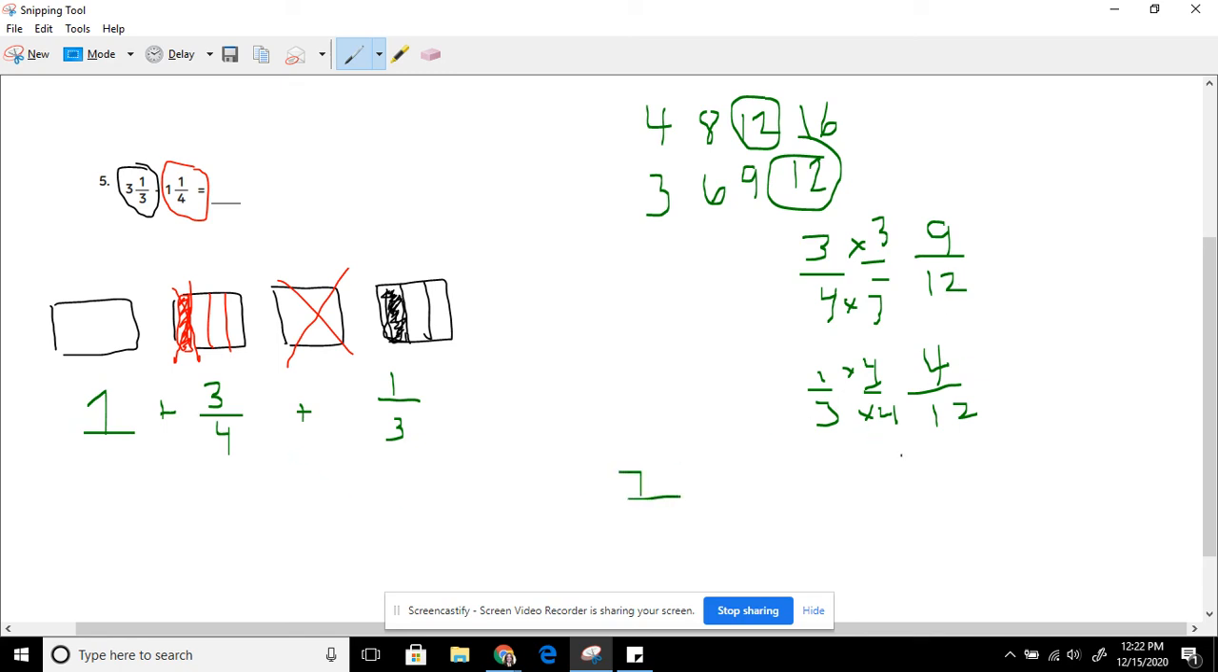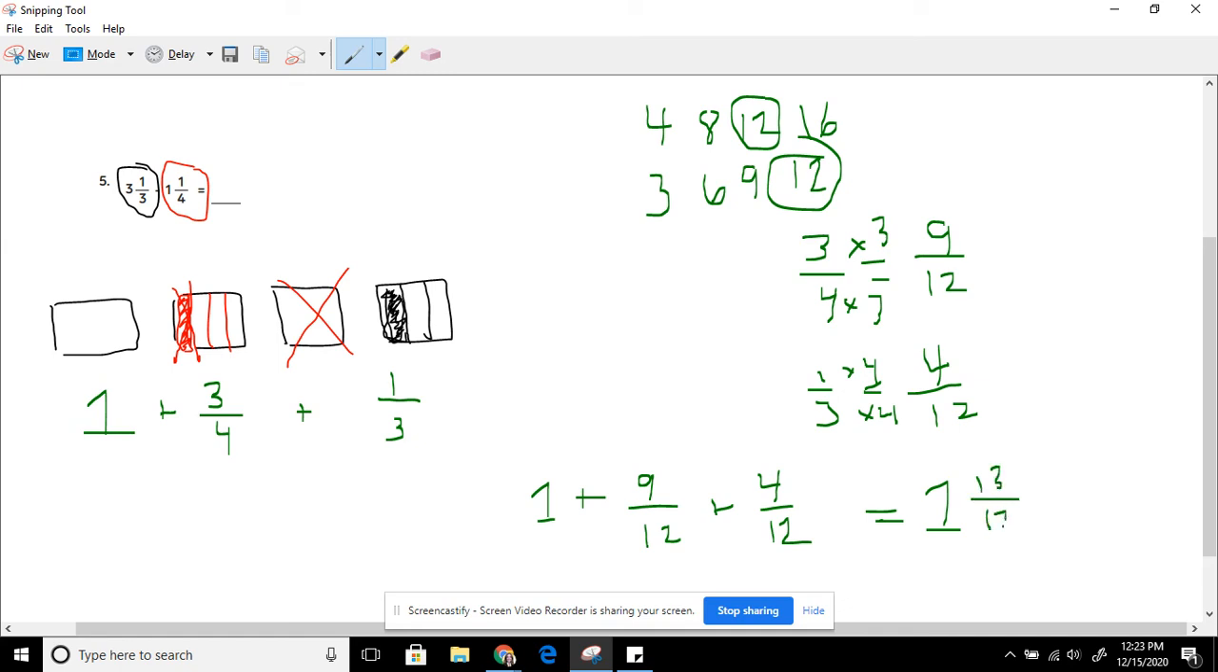Now I'm looking at this number model here: 1 plus 3/4 plus 1/3. We can rewrite it so that 3/4 is equal to 9/12. Sorry, guys. Let's try that again. 9/12. And we know 1/3 is equivalent to 4/12. Now we can add 1 and 9/12 plus 4/12.